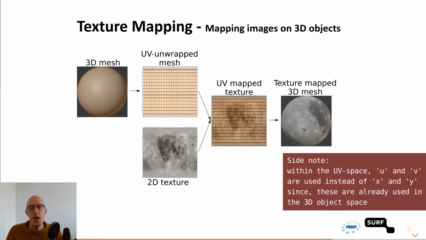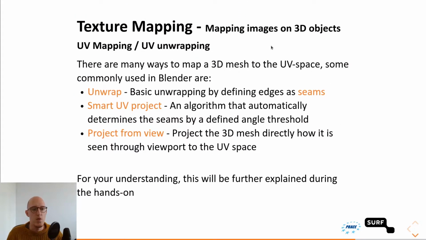And second, you need a 2D texture, and in this case, this is the surface of the moon. And then the unwrapped mesh and 2D texture are mapped on top of each other, and then you can derive a color value for each UV coordinate position of a vertex in the UV space, which is mapped onto the 3D object. And then the final result is a 3D mesh with the texture mapped on top of it based on the UV unwrapping.